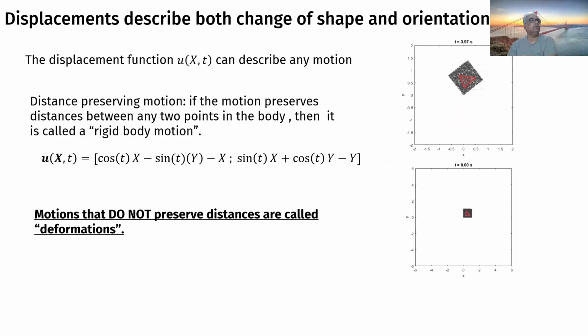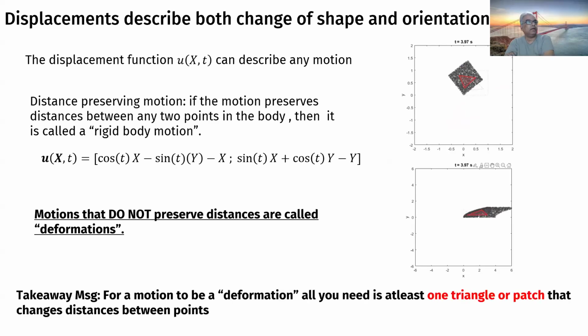On the other hand, motions that do not preserve distances are called deformations. So here you can see that the triangle actually changes shape as this thing deforms. In fact, the takeaway message for this is that for motion to be a deformation, all you need is at least one triangular patch that changes distances between points. Okay, so there you go. That's a rigid body motion.